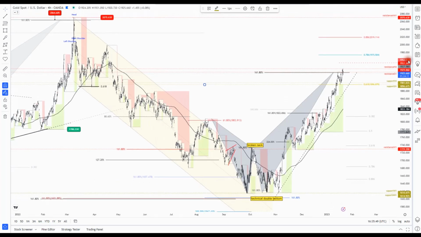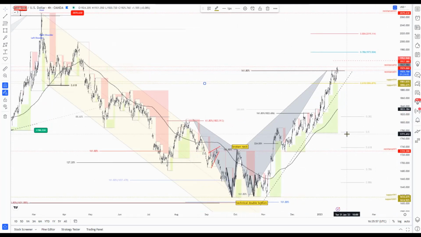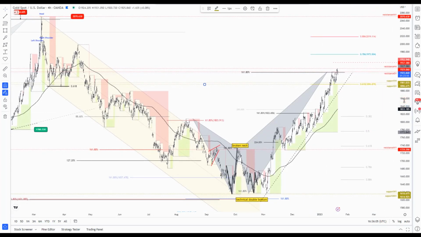I will not be surprised to see that. But even though after the formation of this crab pattern, and because the pattern is so perfect, I still believe there is room for a retracement on gold. And I believe there's a lot of people waiting for that retracement. It's a coin with two faces, because with so many people waiting for that retracement, probably the market will not print it.